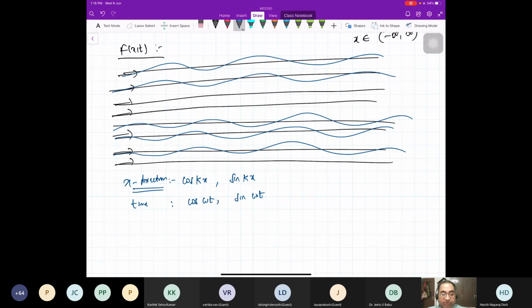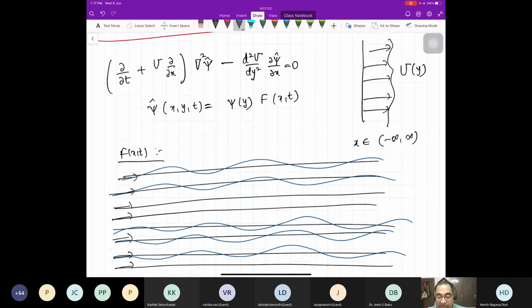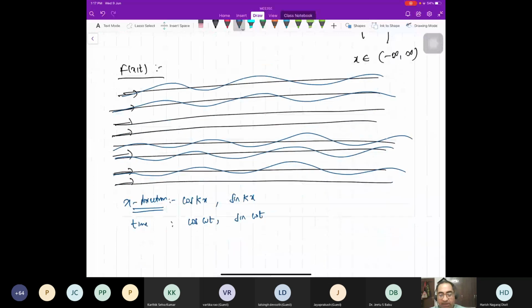If you want to approach the same problem from a more mathematical perspective, because the x direction is the homogeneous direction, it's unbounded, the first thing I can do is take a Fourier transform of this equation. And in time, I can take a Laplace transform. The moment I do this, I will get an ODE. But I'm trying to argue this purely from a physical standpoint. So I want waves in the x direction.